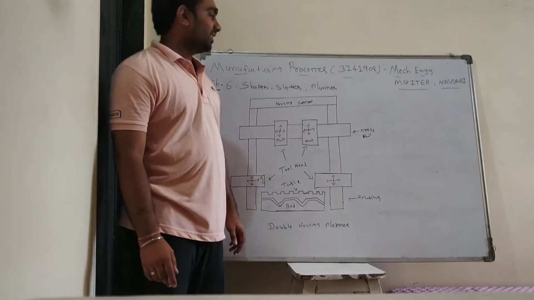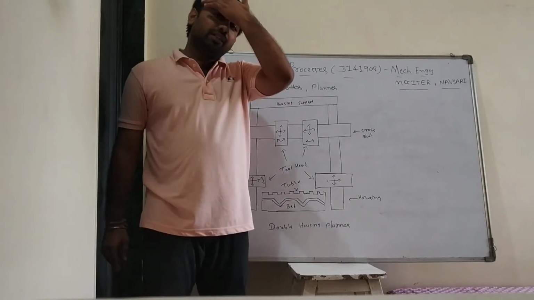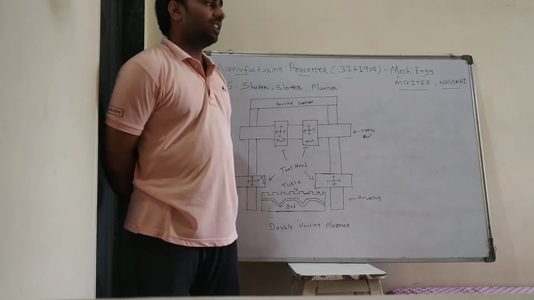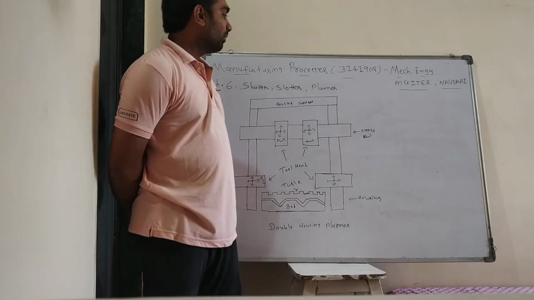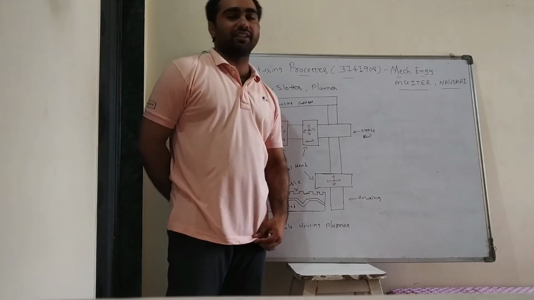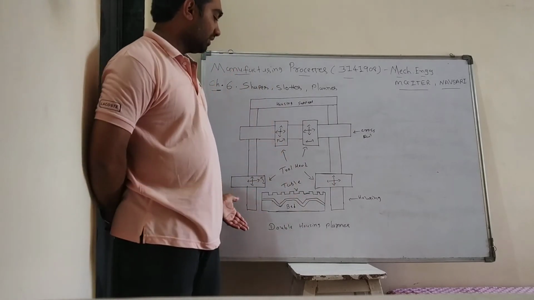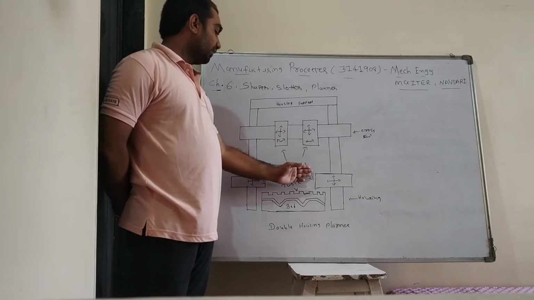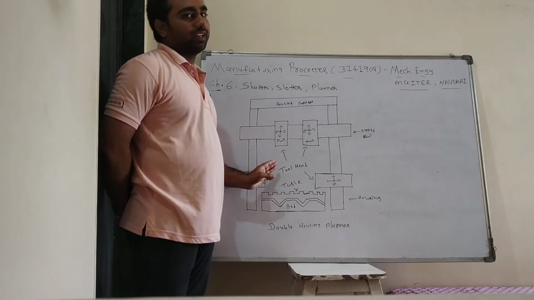Okay, next is the planer machine. We know the planer machine is the same as the shaper machine, but in this planer machine a number of heads are available. See in the figure, this is the double housing planer. In this machine there are 4 heads available.